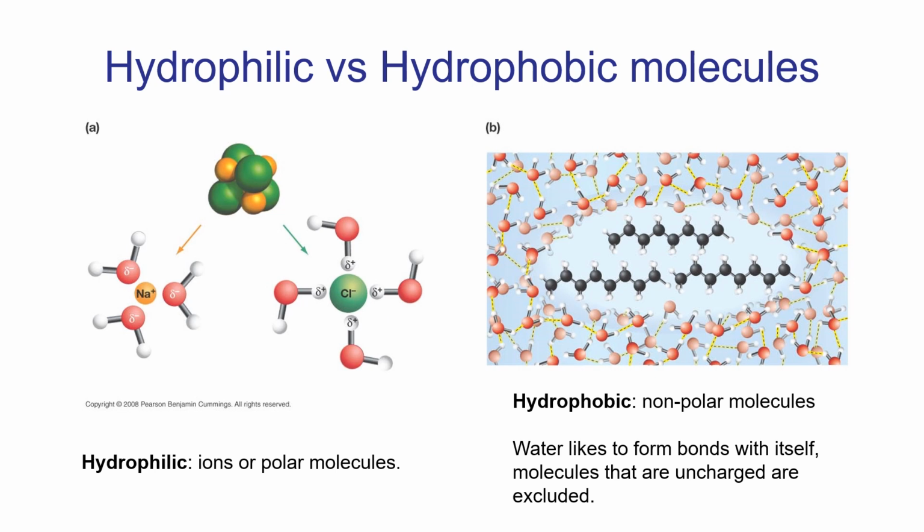If you take something like that and you throw it into the water, the water is quite happy to interact with itself, and you can see the yellow hydrogen bonds, but it won't interact with the hydrophobic molecule. So the hydrophobic molecule gets pushed out of the way, and eventually all the hydrophobic molecules get pushed together, and that's how we get things like oil floating on top of water.